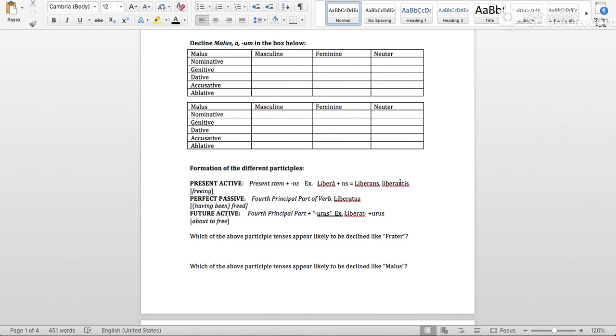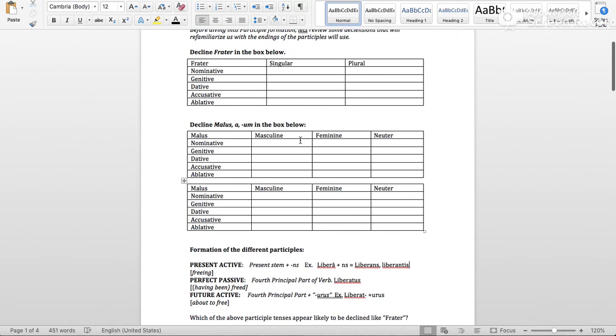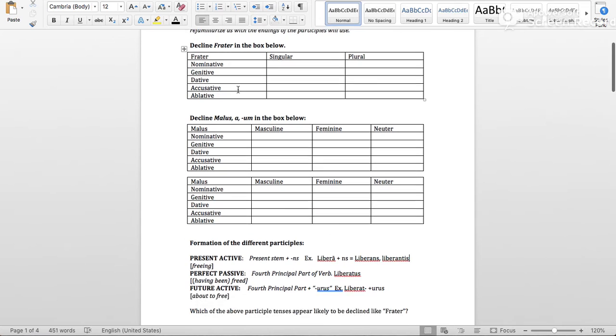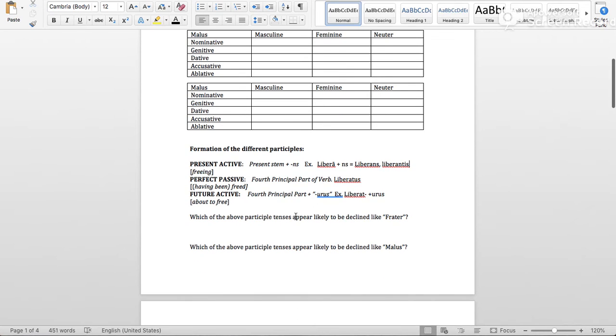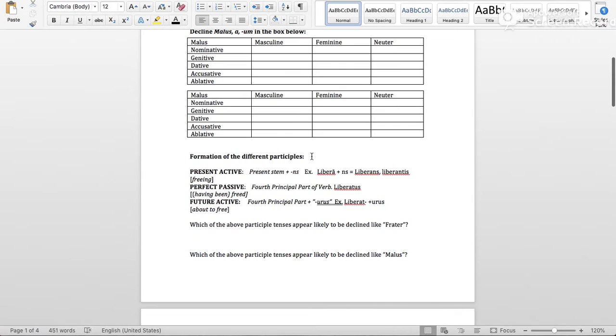If it's liberans, liberantis, is it more like malas or is it more like frater? And that's what this first question is asking, right? I think it's more like frater, yeah. So you'd put liber here.